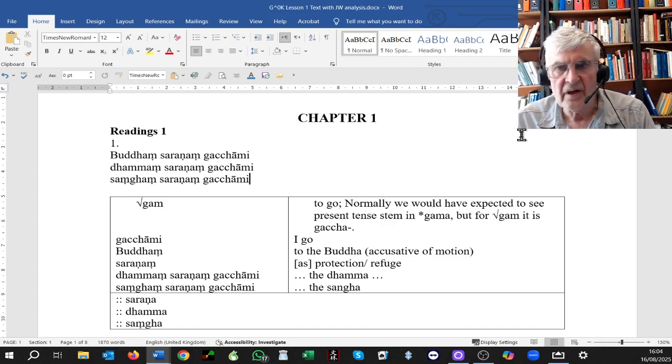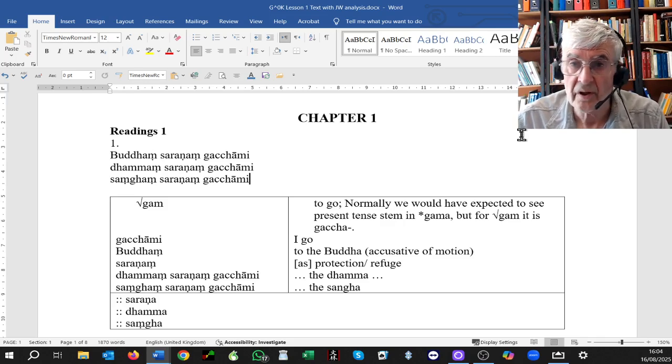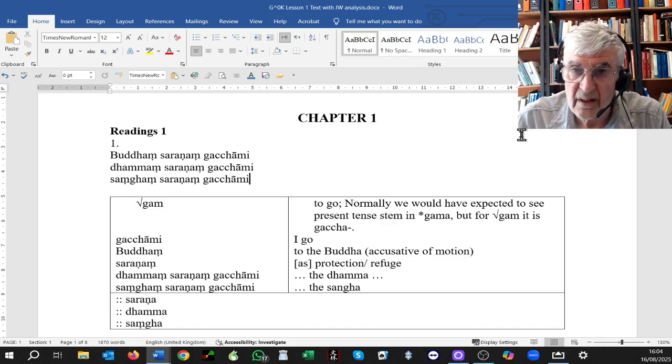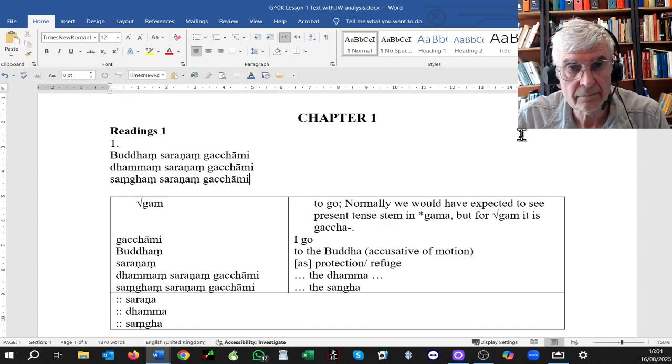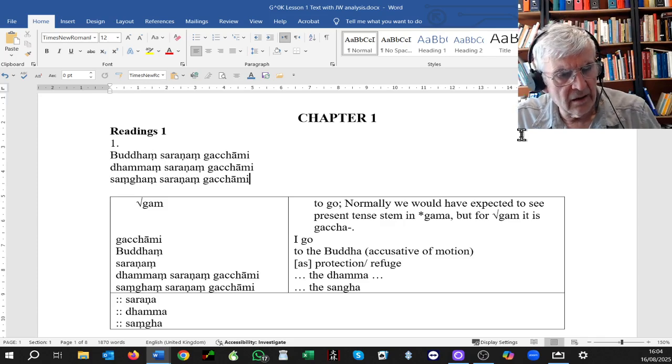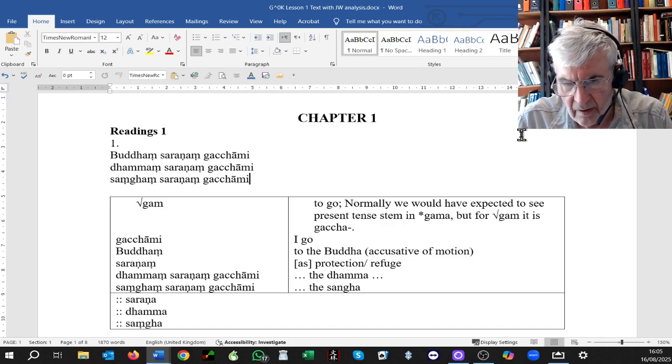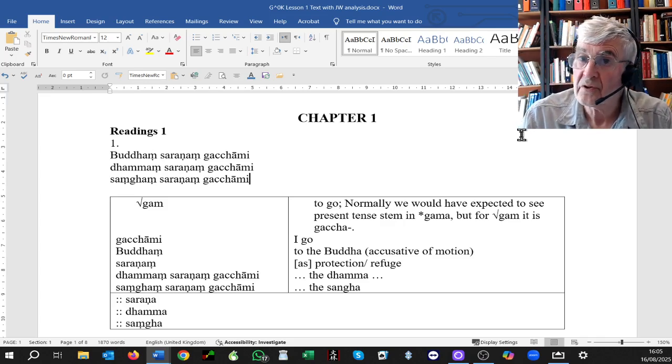And as for the rest, it conjugates perfectly regularly, subject to only this m to ch change. So gacchami, gacchasi, gacchati, and in the plural gacchama, gacchata, gacchanti. So buddhang gacchami, I go to the Buddha. In the grammar there's a note on the accusative of motion or accusative of destination. So it means I go to the Buddha.